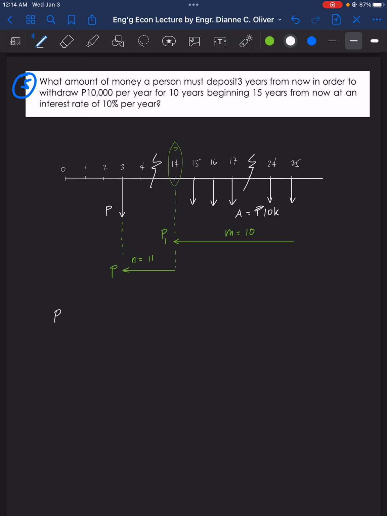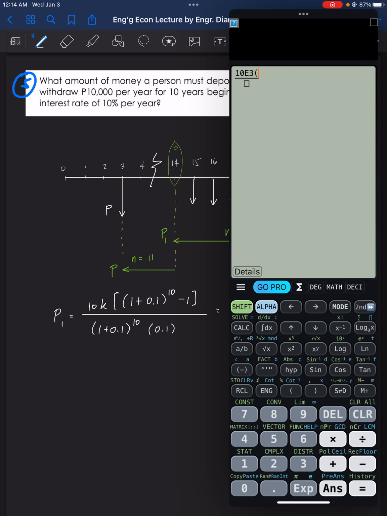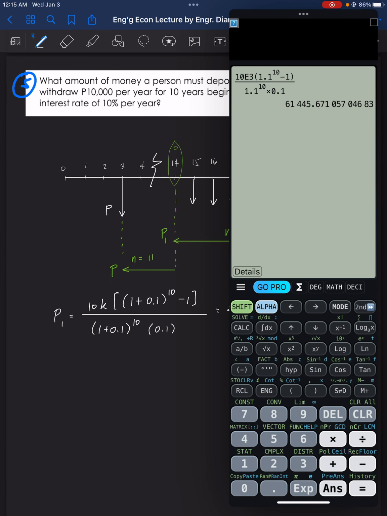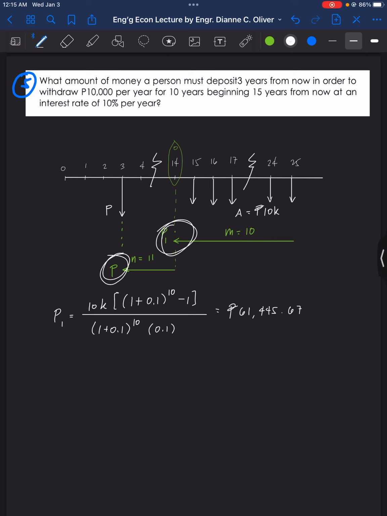So P1, using present worth of annuity, we have here 10,000 times 1 plus 10% raised to number of annuity, 10, minus 1 all over 1 plus 0.1 raised to 10 times 0.1. So P1 is now equal to 10,000 times 1.1 raised to 10 minus 1 all over 1.1 raised to 10 times 0.1. So 61,445.67. Now from this P1 here, we will now proceed to P.